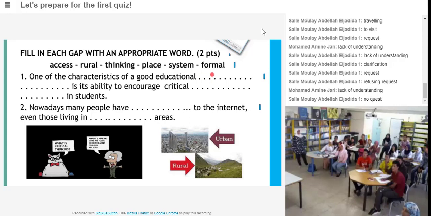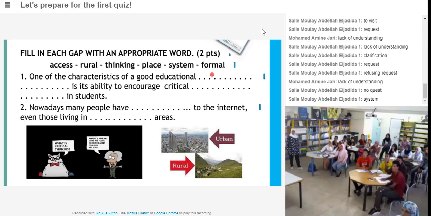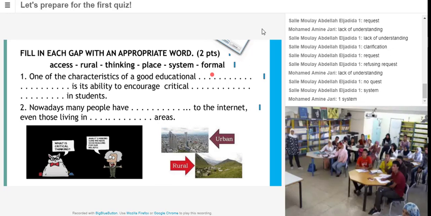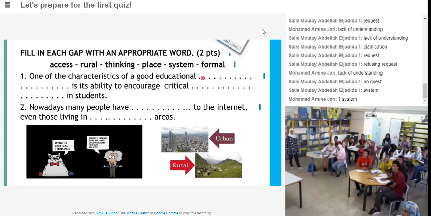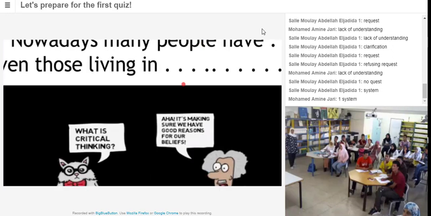So let's assume that this is number 1. System. Formal system. System, very good. Okay, so one of the characteristics, you know what are characteristics? Yes. Features, okay? Characteristics or features. One of the characteristics of a good educational system, that's correct, is its ability to encourage critical thinking in students. Yes, as you see here a picture I have used to help you, okay, with critical thinking. Okay, I'll show it to you.